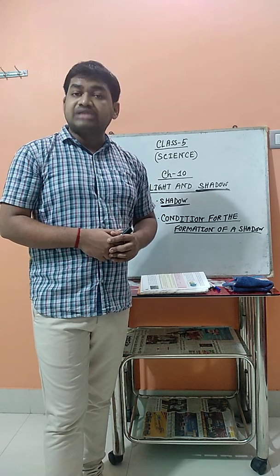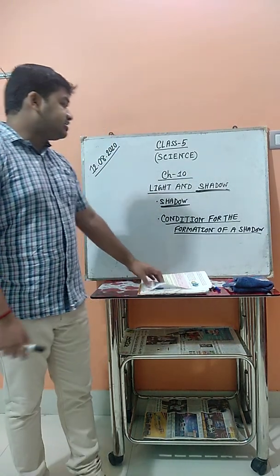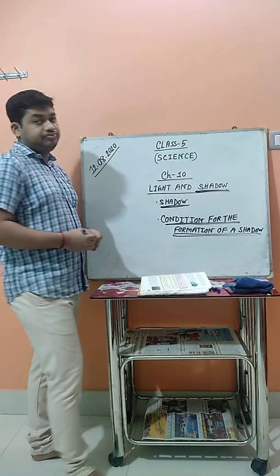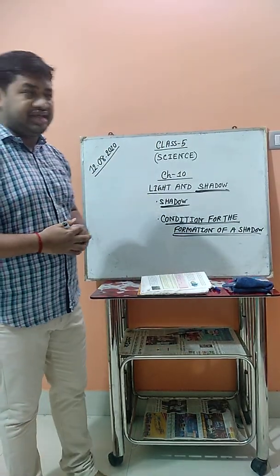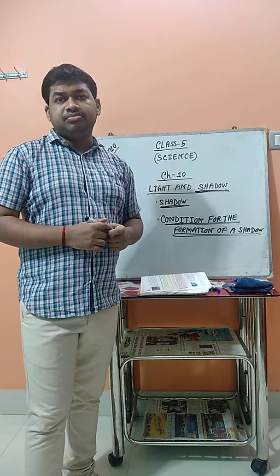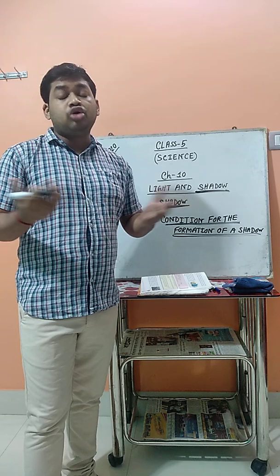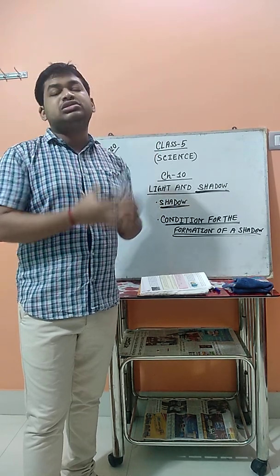That is called the shadow. Now the next question is, what conditions are needed for the formation of a shadow? Means, what things are needed so that a shadow is formed? Suppose you enter a dark room, you can't see your shadow, because shadow formation is not possible there.